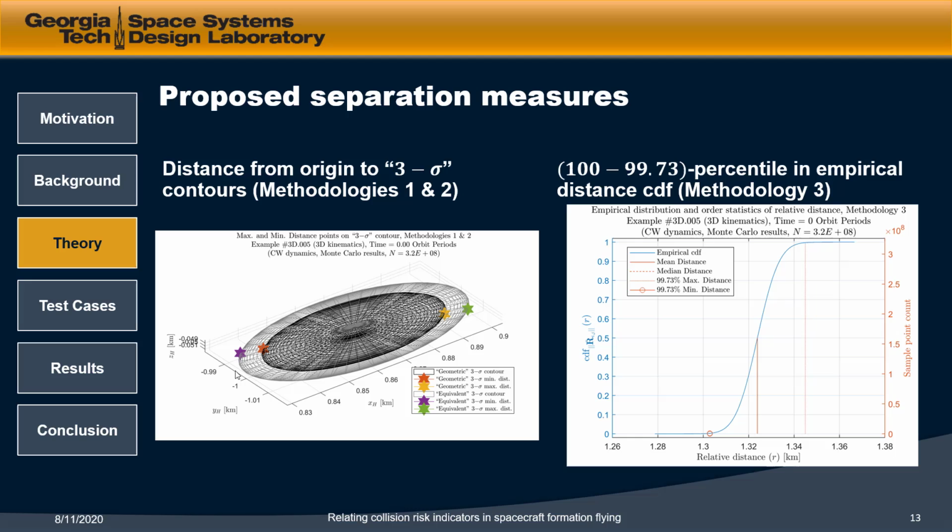This is referred to as methodology 2. Finally, the third proposed separation measure is the percentile in the empirical distance distribution, so that 99.73% of distances are higher than that. This is referred to as methodology 3.